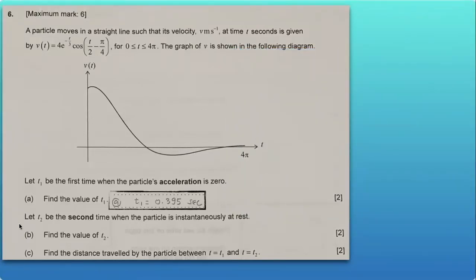Next question. Let T2 be the second time when the particle is instantaneously at rest. This means that the velocity is 0 because the particle is at rest, not moving. Now, this is tricky. The question says the second time when the velocity is 0. This is the first time when the velocity is 0, and this is the second time. So this is the time that we want.